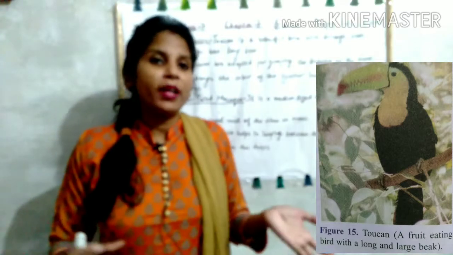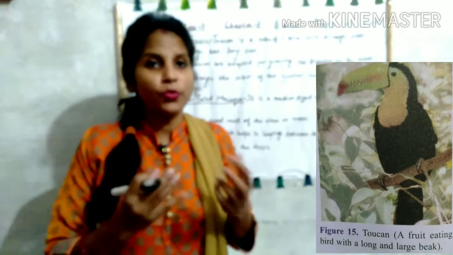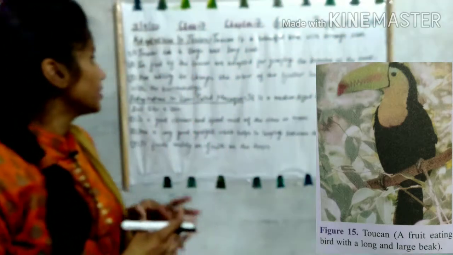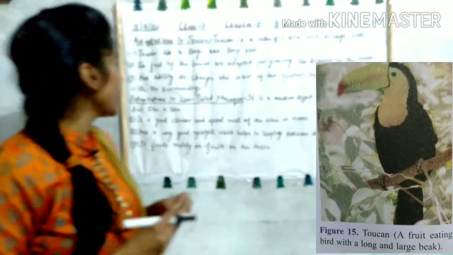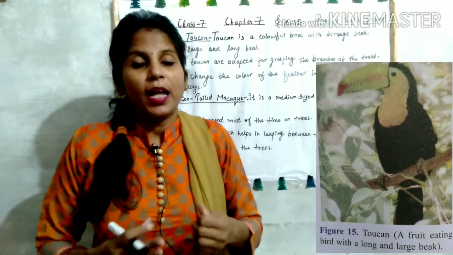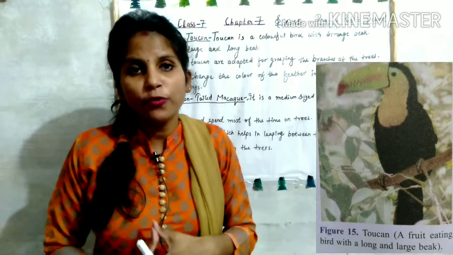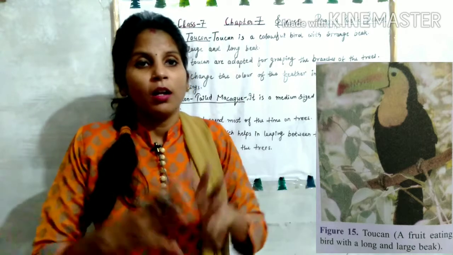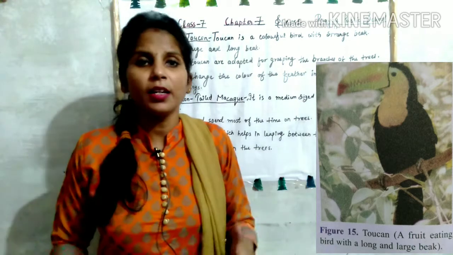ये बहुत पतले branches पे भी easily अपना firm और grip बना के fruits तक पहुँच सकती है. Then third one has the ability to change the color of the feather in order to mix up with the surroundings, and its ability that it is very colorful. Feathers are also very colorful, so it can adapt to its surroundings with the help of camouflage very easily.